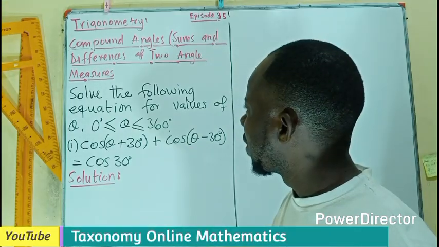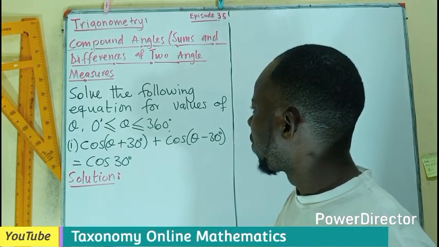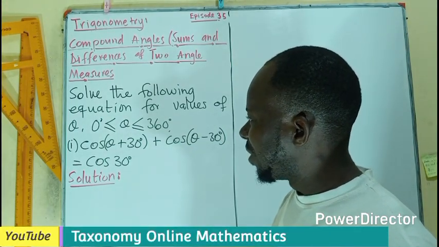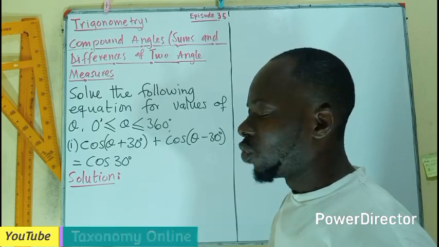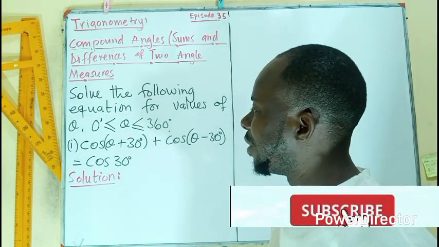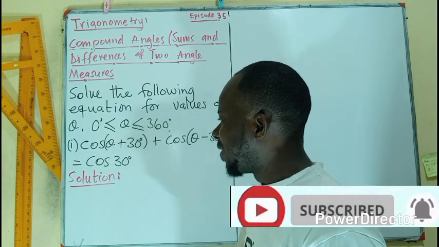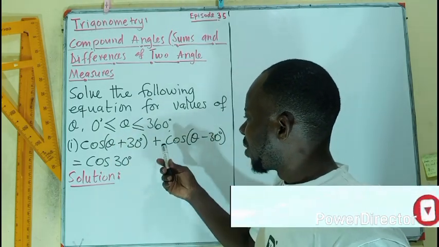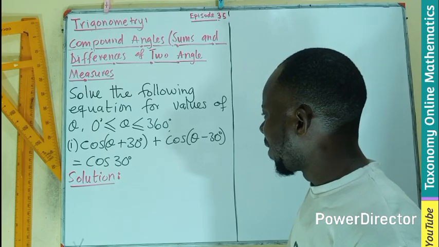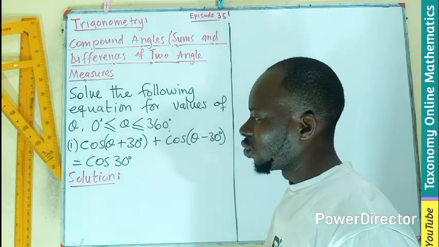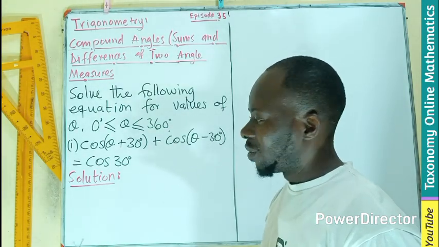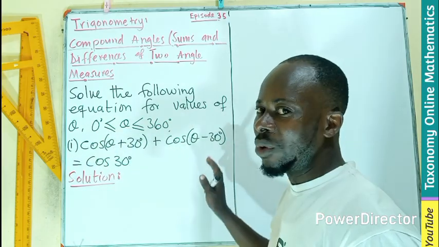We have to solve the following equation for values of theta, which is ranging from 0 to 360 degrees. And what is the equation? Cos(theta + 30 degrees) + cos(theta - 30 degrees) equals cos 30. So this is the equal sign, meaning this is an equation.